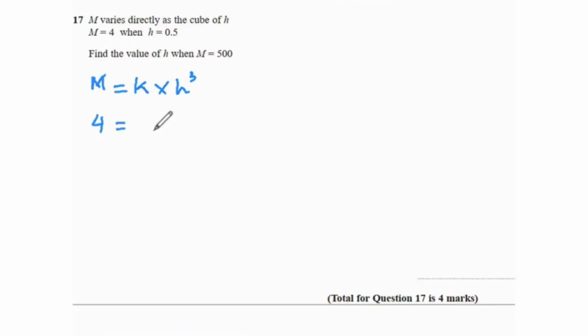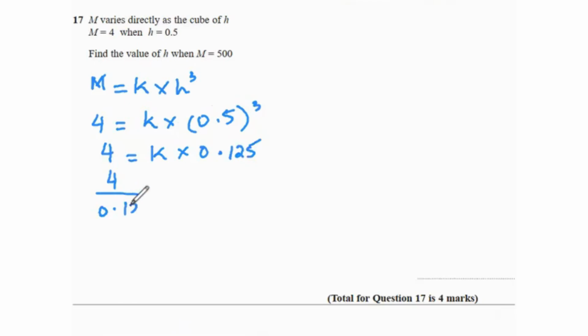m is 4 when h is 0.5. Substitute the values and then we find the value of k. So 0.5 cubed is going to be 0.125. We divide 4 by 0.125 to get the value of k. That's 32.